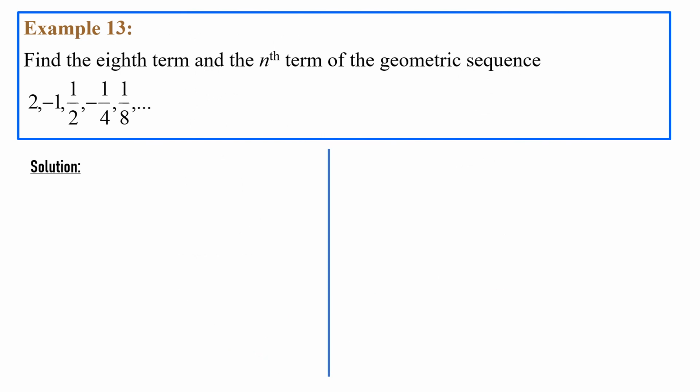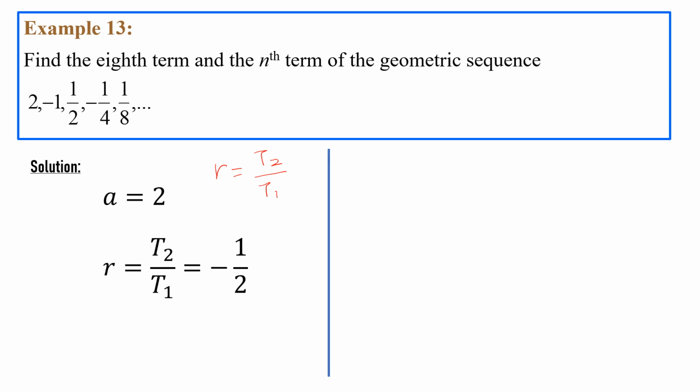Example 13. Find the 8th term and the nth term of the geometric sequence 2, negative 1, 1 over 2, negative 1 over 4, 1 over 8. So, first of all, we need to determine the first term, and we know that A is equal to 2. How to get R, or common ratio? R we can get by finding the ratio between T2 and T1. Therefore, R is equal to negative 1 over 2.